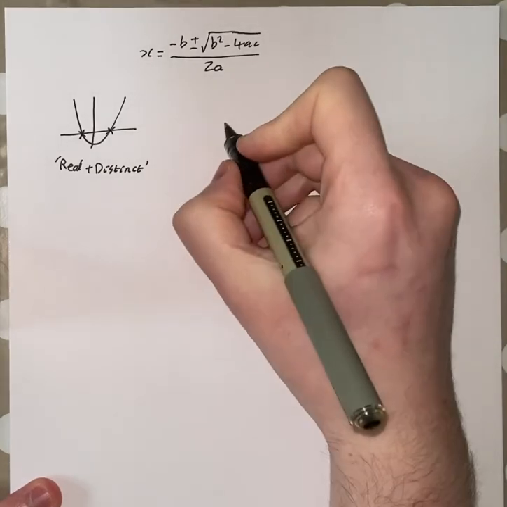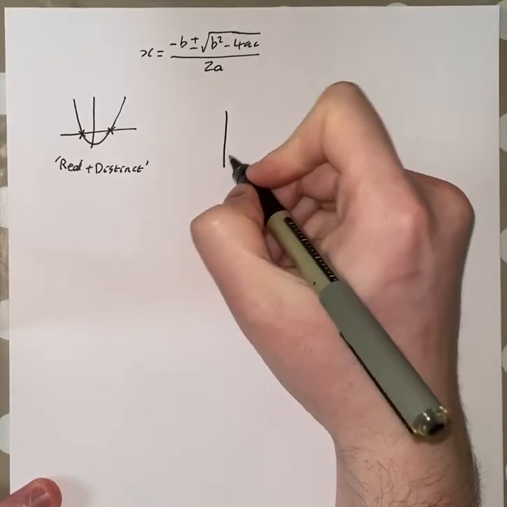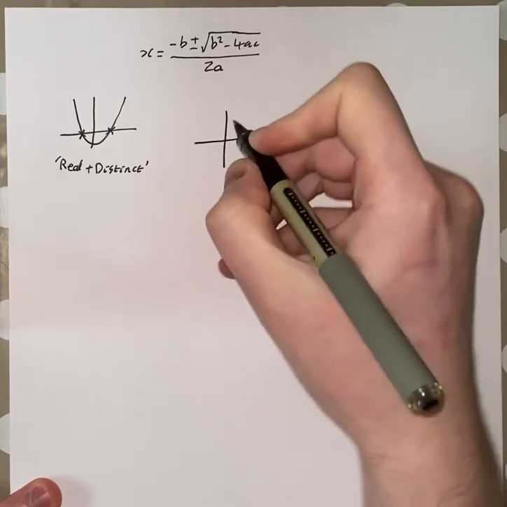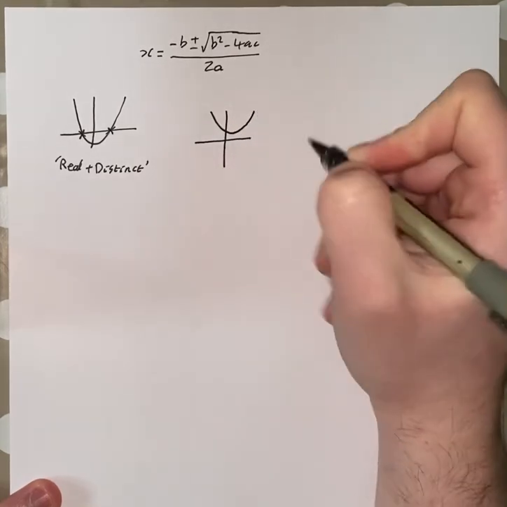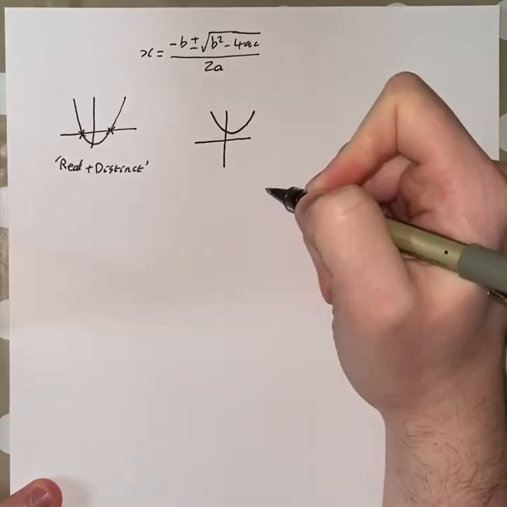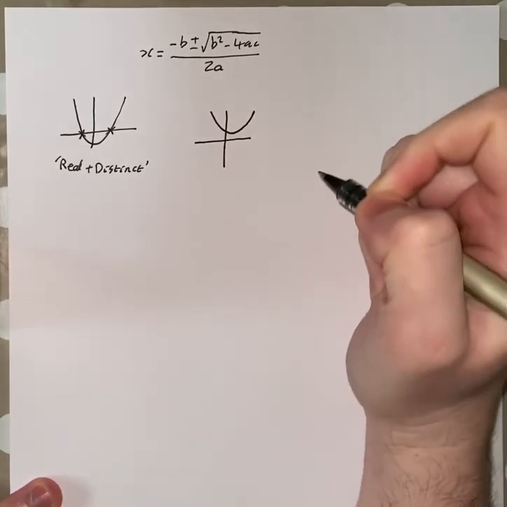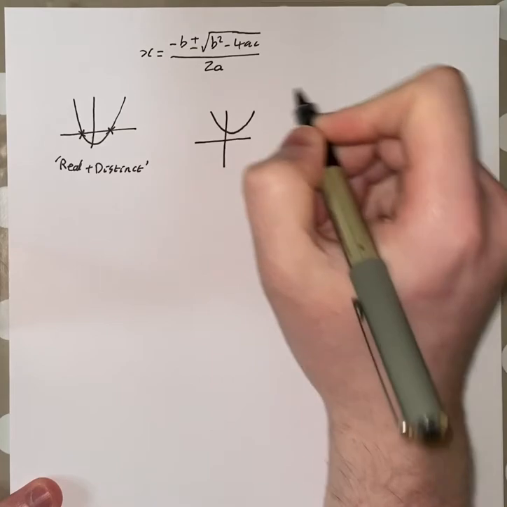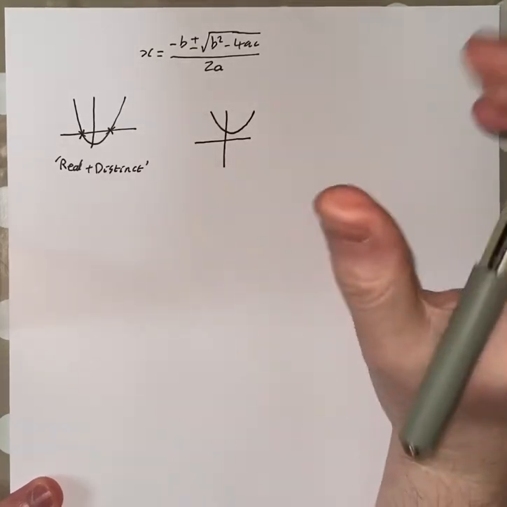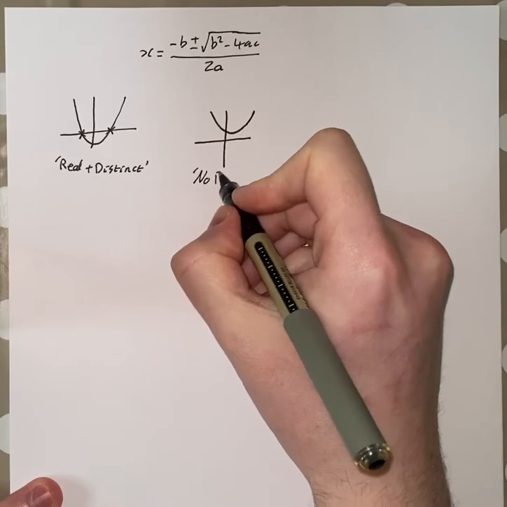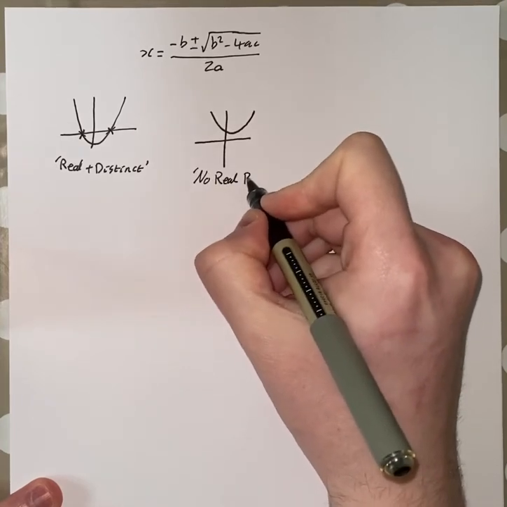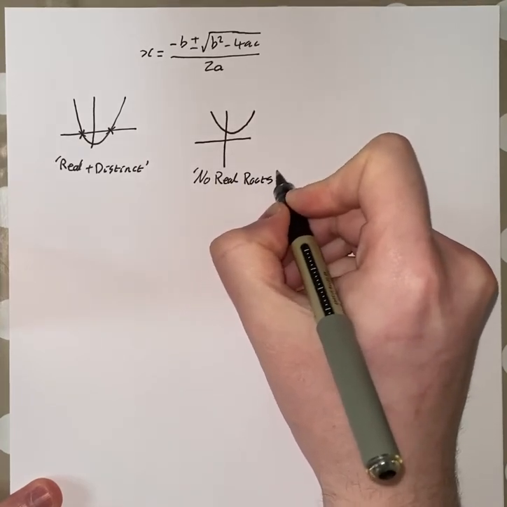The other option would be that our parabola comes down like this. And you can see there, it doesn't actually cross the x-axis. It has no roots. If we worked this through, there would be no answer. Your calculator would come up with an error, and we say there are no real roots.